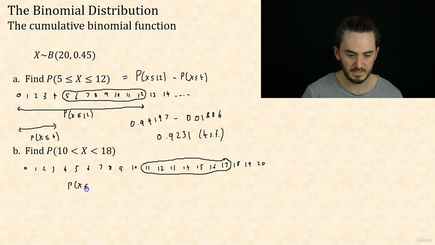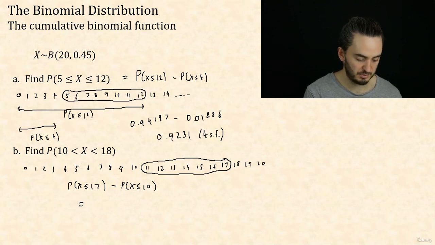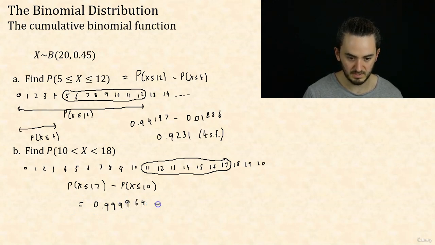probability that x is less than or equal to 17, but then I don't want all the stuff up to 10, so minus the probability that x is less than or equal to 10. And again, we just go straight to the calculator for this. So same distribution, binomial CD and the variable, and the first one is 17 and n is 20 and x probability is 0.45. And well, I get a fairly mighty 0.999964. Okay, so that's basically going to happen.